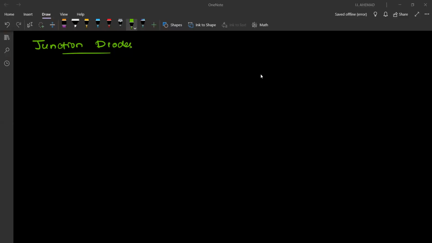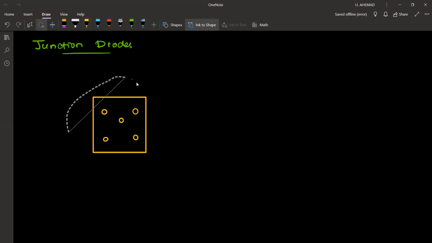Now I will explain how a junction diode works. After that, let's write the note. So first I'll explain, everyone. Look closely. First, we have a p-type semiconductor and an n-type semiconductor separately.